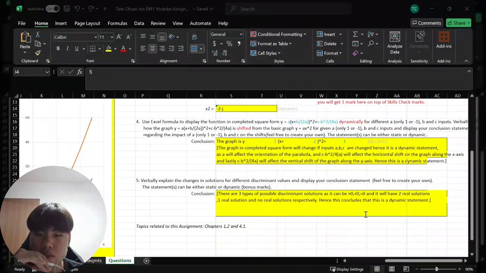Moving on to question 5. The discriminant is the expression under the square root, which is b squared minus 4ac. And there are three possible changes in solutions based on the discriminant value.